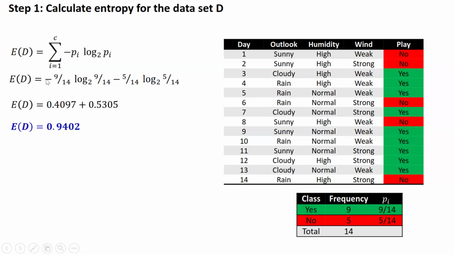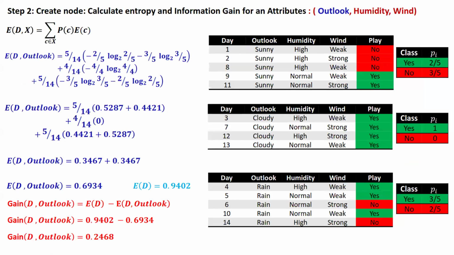In that case, we substitute the number of yes: minus 9 by 14 log to the base 2, 9 by 14, minus 5 by 14 log to the base 2, 5 by 14, where 5 is the number of no's, 5 days it is no. And when you do this calculation, you get the answer for the whole data set as 0.94.